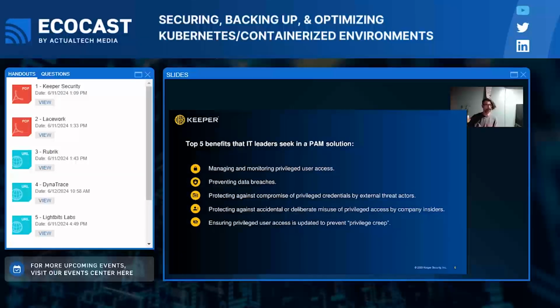They want to monitor and manage privileged access to systems, to applications, to web apps, whatever resources it may be. Preventing data breaches is one of the biggest things. We want to prevent data breaches. In order to do that, you have to protect privileged credentials, accesses, and information in general. All right, protecting against compromise, right? It's so easy for privileged credentials to be compromised.